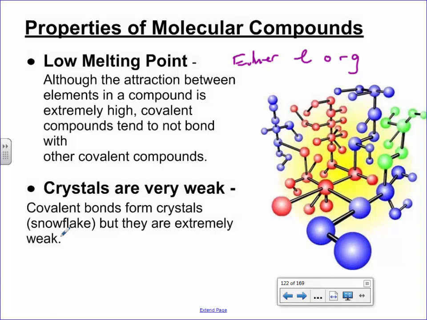Now, if they were to form a crystal, another property I want you to know is that they're very, very weak. Water is a good example of a molecular compound. Water is two nonmetals, and when it forms a crystal like snowflakes, it's really easy to break. We get frost on our windshields in the wintertime. I know it's a pain, but it's really easy to scrape the frost off, as opposed to ionic compounds, which would be really, really hard to scrub away. So they have very weak crystals.